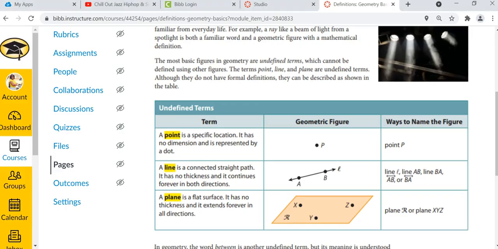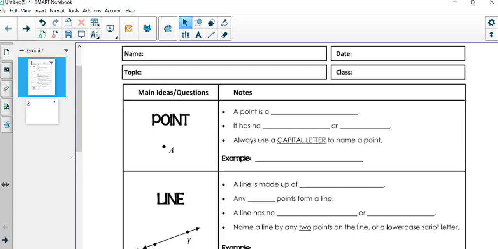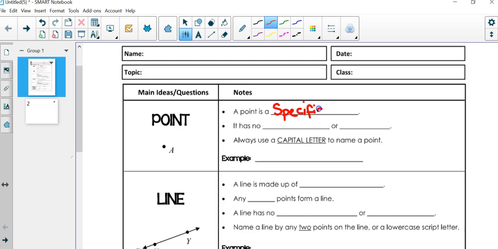Well, going back to our definition, we have a point is a what? Specific location. All right, so that's what we're going to put. That's what we're going to fill in. Point is a location. And to be more specific, we'll say a point is a specific location.